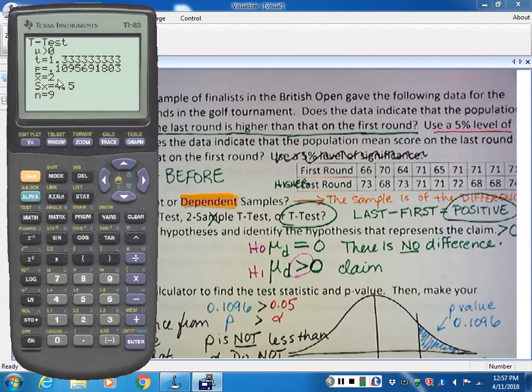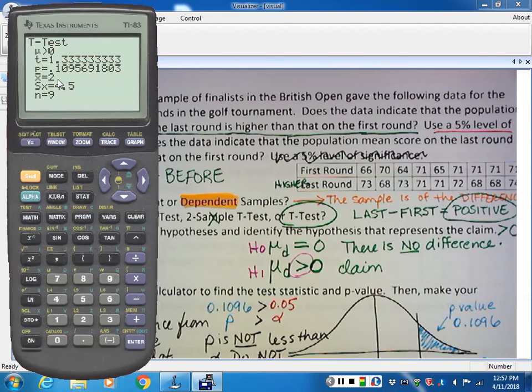Yes? So for when they're dependent, we're always just going to subtract the differences? Exactly. When they're dependent, you're always going to simply subtract. And remember, in order to keep from being confused, it's always after minus before.